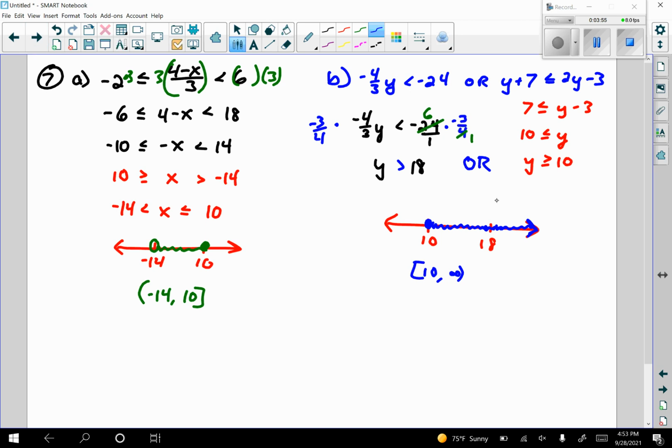Now, if this were an AND, I would only shade the numbers to the right of 18 because I'd have to have a number that's greater than both. And that only happens when you're greater than the larger number.